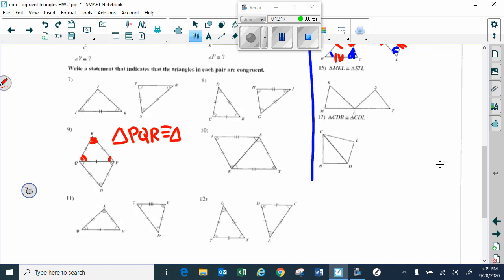So where's the 1 arc in this one? Q. Where's the 2 arcs? P. Oops, P, not R. P. And where's the third arc? D. And that would be my triangle congruence statement showing the 2 triangles are congruent.